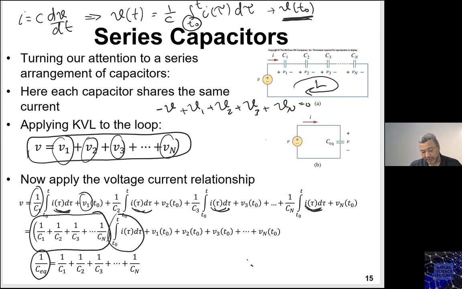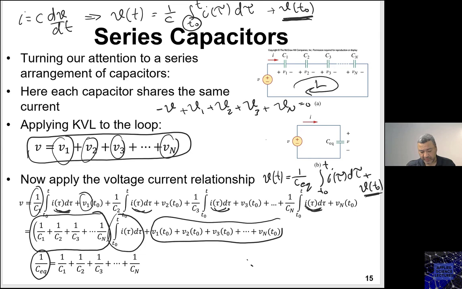For this circuit, I know that V(t) equals 1 over C equivalent times the integration from t naught to t of I(tau) d tau, plus V(t naught), and V(t naught) is the summation of all those initial voltages. So in this case, I have proved that for capacitors that are connected in series, the inverse of the equivalent capacitance is the summation of the inverses of all those capacitors.